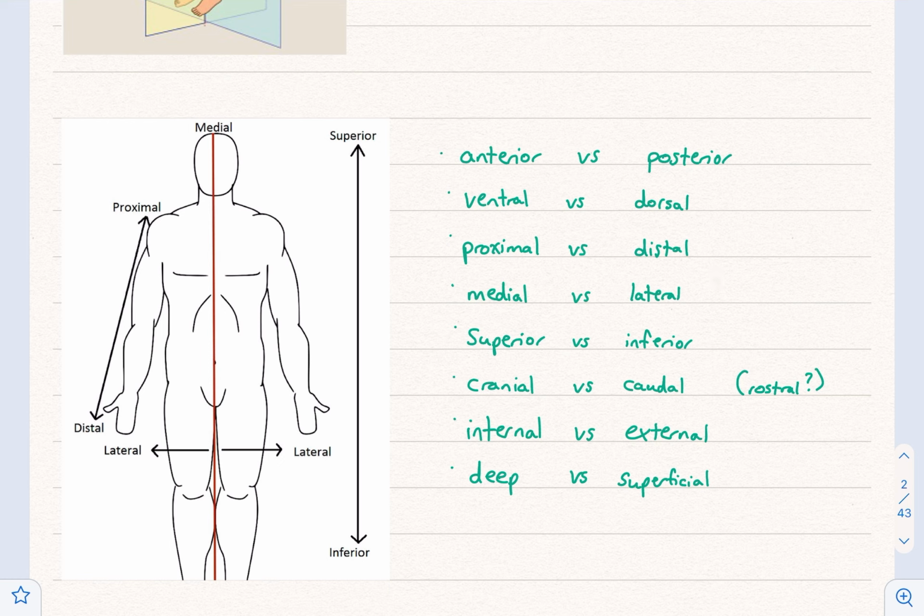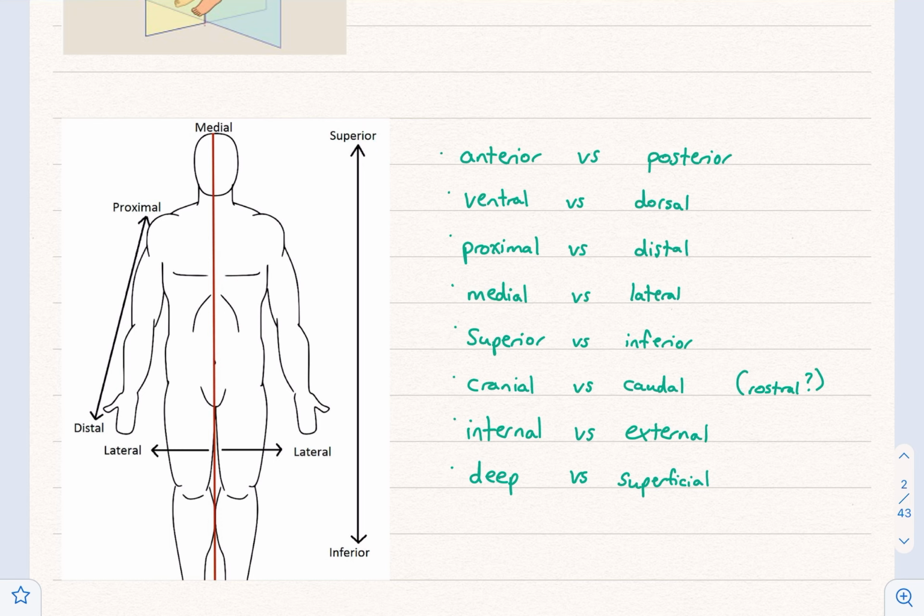Medial, lateral. Medial is how close something is to the midline, so like there. Lateral is how far away it is, here. So, for example, this part of the arm is more lateral than this part of the arm.